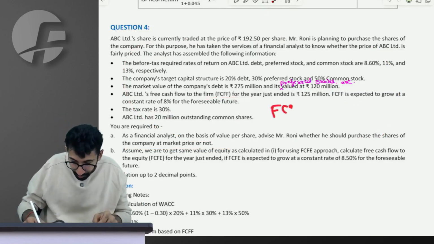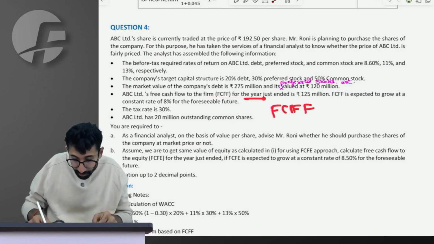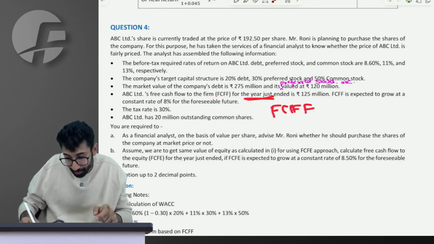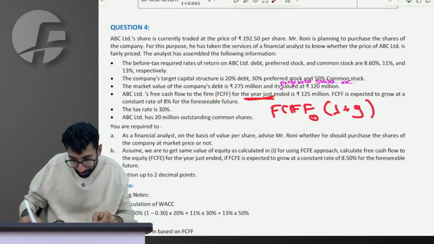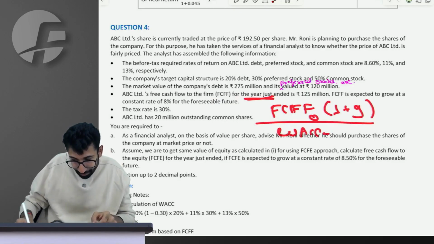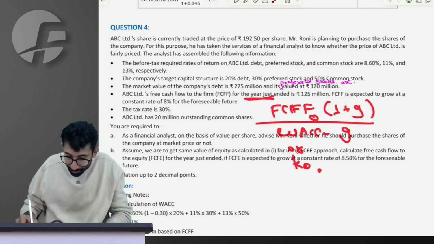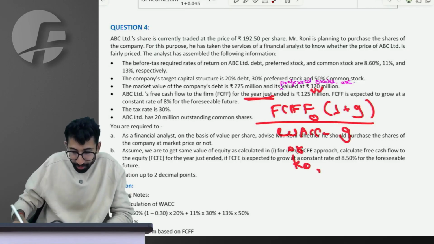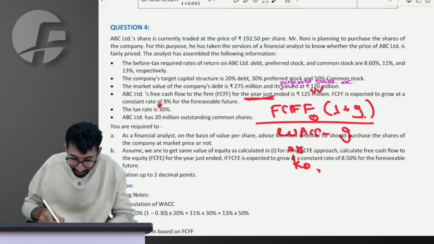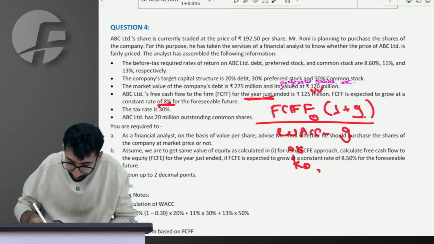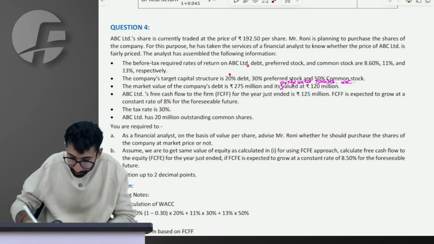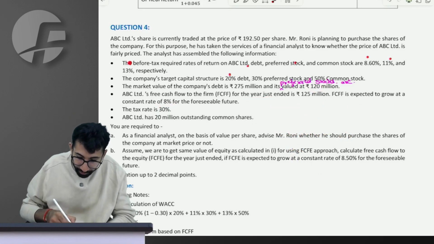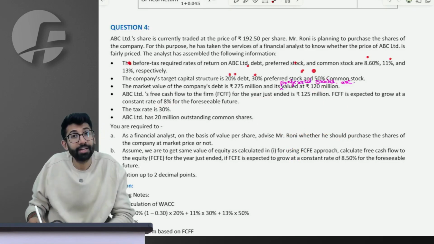Sir, I have FCFF 0 because it is for the year which got ended. FCFF 0 multiplied by 1 plus g, divided by WACC minus g, calling it KO minus g. Do I have the FCFF 0 ready with me? Yes, 125. Do I have the growth ready with me? Yes, 8%. What about WACC? If I have the individual costs 8.6, 11 and 13 and individual weights, can I calculate WACC?